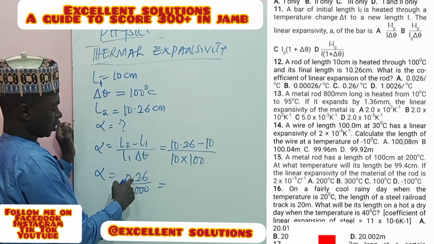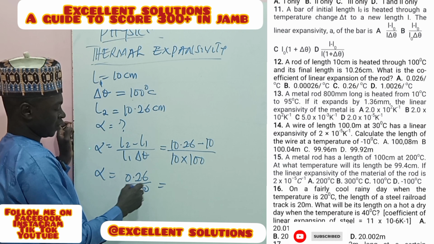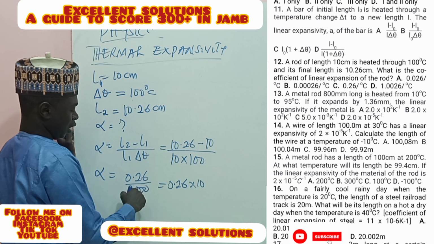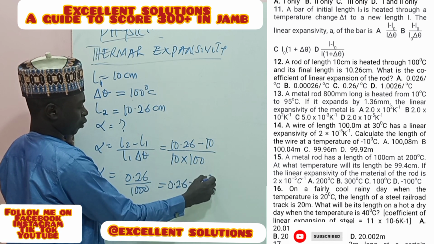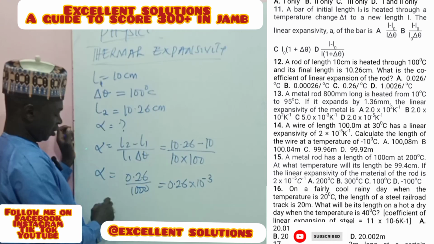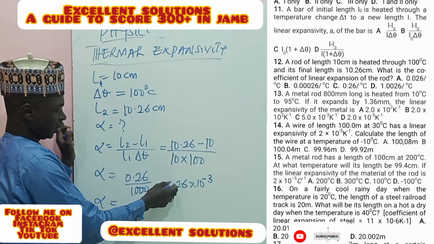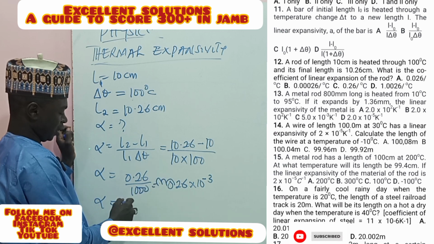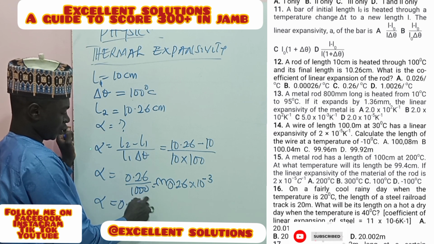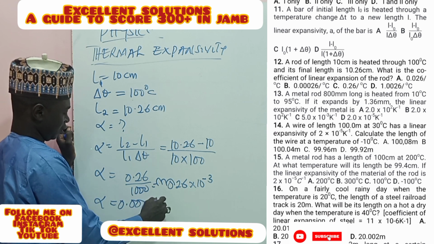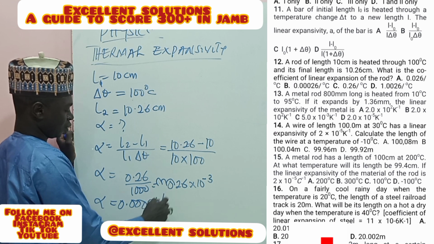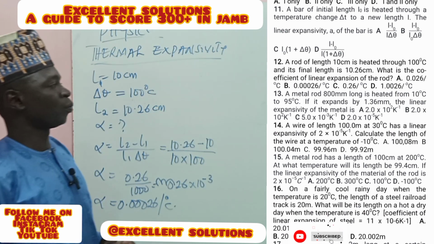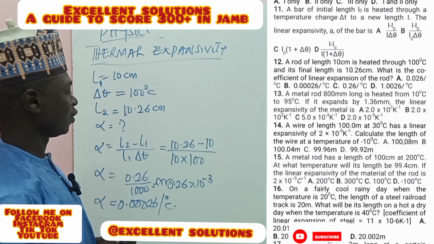So dividing this by 1000, we take our point backward 3 times. This is the same as saying 0.26 times 10 raised to the power of minus 3. So if we now take this one back, we have alpha equal to, take this one backward 3 times, 1, 2, 3. So we now have 0.00026 per degree Celsius. So if we look at our options, in option B we have 0.0026 per degree Celsius.